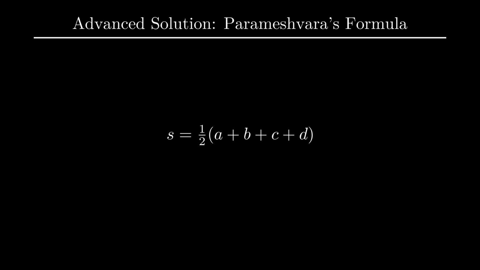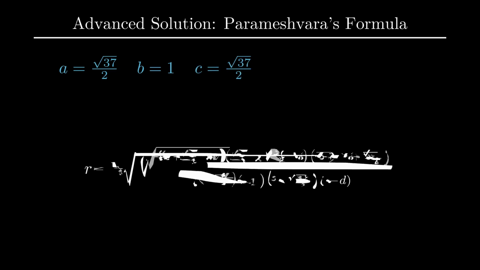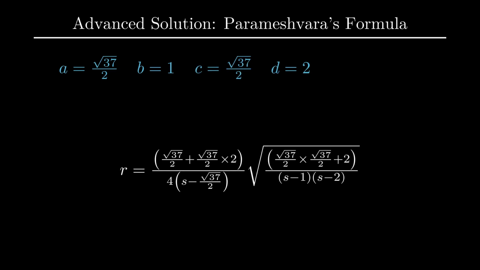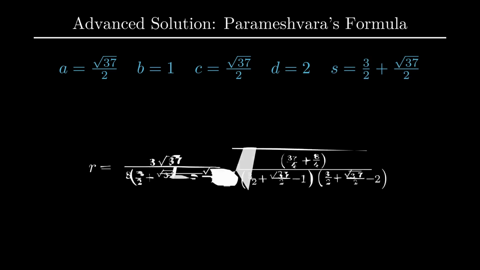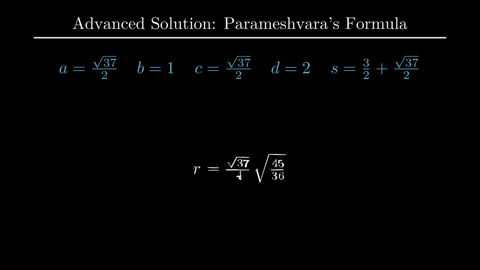Now we can calculate the semi-perimeter. s equals 1/2 of the square root of 37 over 2 plus 1 plus the square root of 37 over 2 plus 2. After simplification, we find that s equals 1/2 of (3 plus the square root of 37). Replacing the pronumerals a, b, c, d, and s with their values in Parameshvara's formula, and with a bit of reorganization, we obtain the anticipated result. R equals the square root of 185 over 8. Of course, this result is the same as the result obtained with the first method.